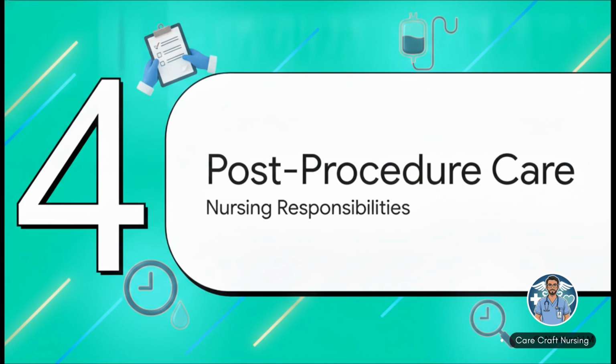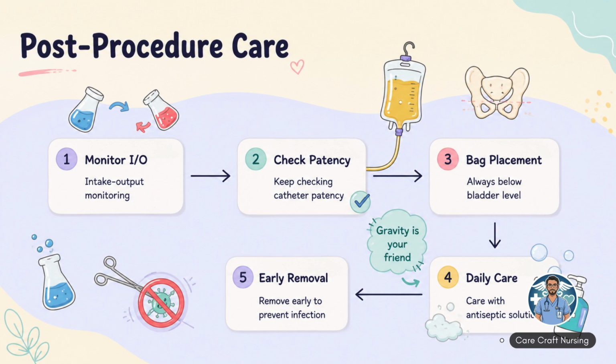Next up, part 4, essential post-procedure care. Think of this as your essential daily workflow. First, strict intake and output monitoring is totally non-negotiable. Second, you have got to frequently check catheter patency, basically just making sure the urine is actually flowing. Third, and this is a huge one for preventing retrograde infections, always keep that drainage bag strictly below the level of the patient's bladder. Gravity is your best friend here. Fourth, perform daily catheter care using an approved antiseptic solution. And finally, the absolute best way to prevent an infection is early removal. If your patient doesn't clinically need the catheter anymore, advocate to get it out of there.